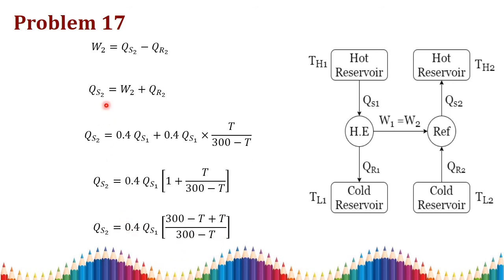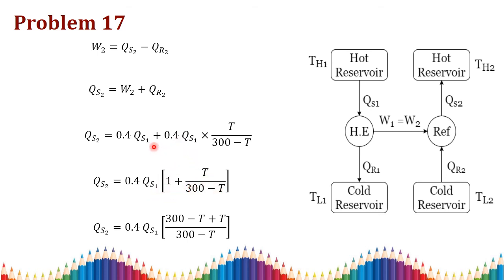Then we know that work done 2 is equal to QS2 minus QR2. Then QS2 is equal to work done 2 plus QR2. So QS2 is equal to 0.4 into QS1, because work done 2 is equal to work done 1, which is 0.4 into QS1, plus QR2, which is 0.4 into QS1 into T by (300 minus T). Then QS2 is equal to 0.4 into QS1 into (1 plus T by (300 minus T)).